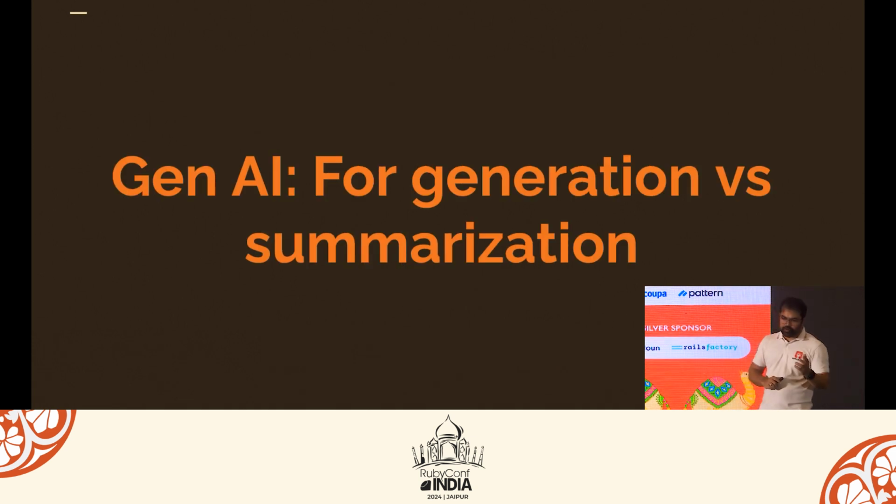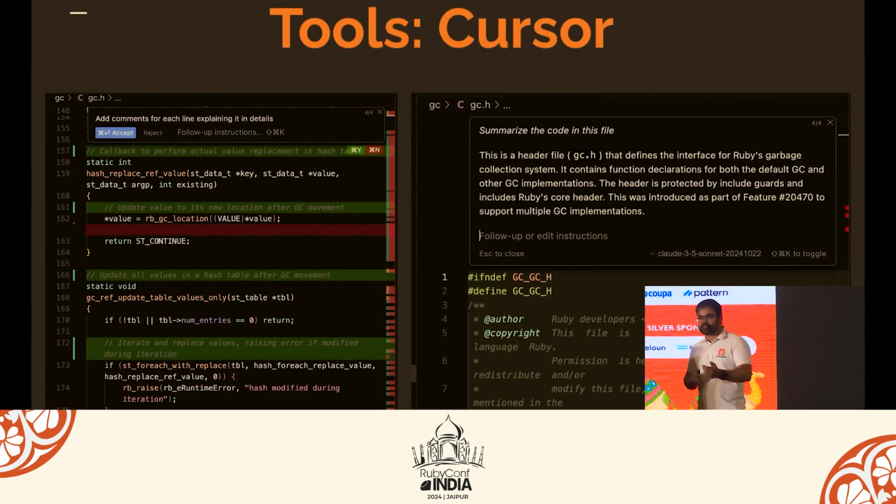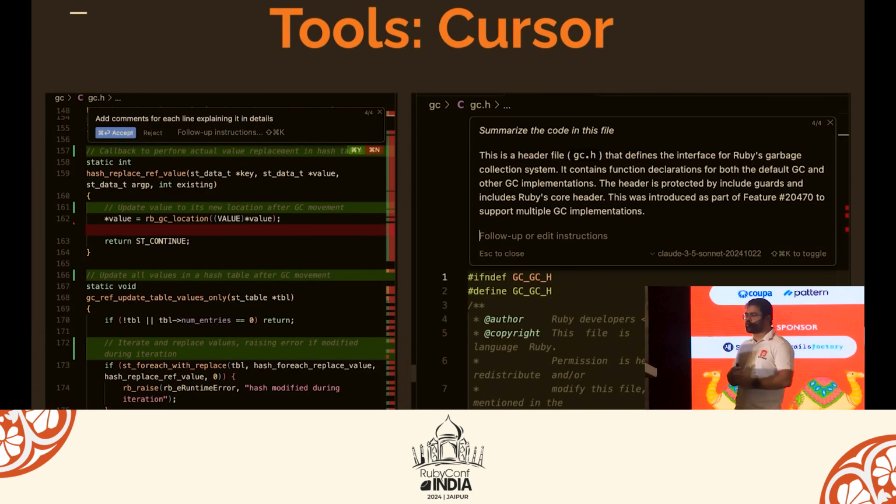Now coming to the next part. When it comes to Gen AI and LLMs, they're commonly used for generating new code or generating content. But if you think about it, the other side is equally or even more exciting, which is the summarization of content, and it's not given much emphasis. So I feel that's a very essential idea that we should also look at.